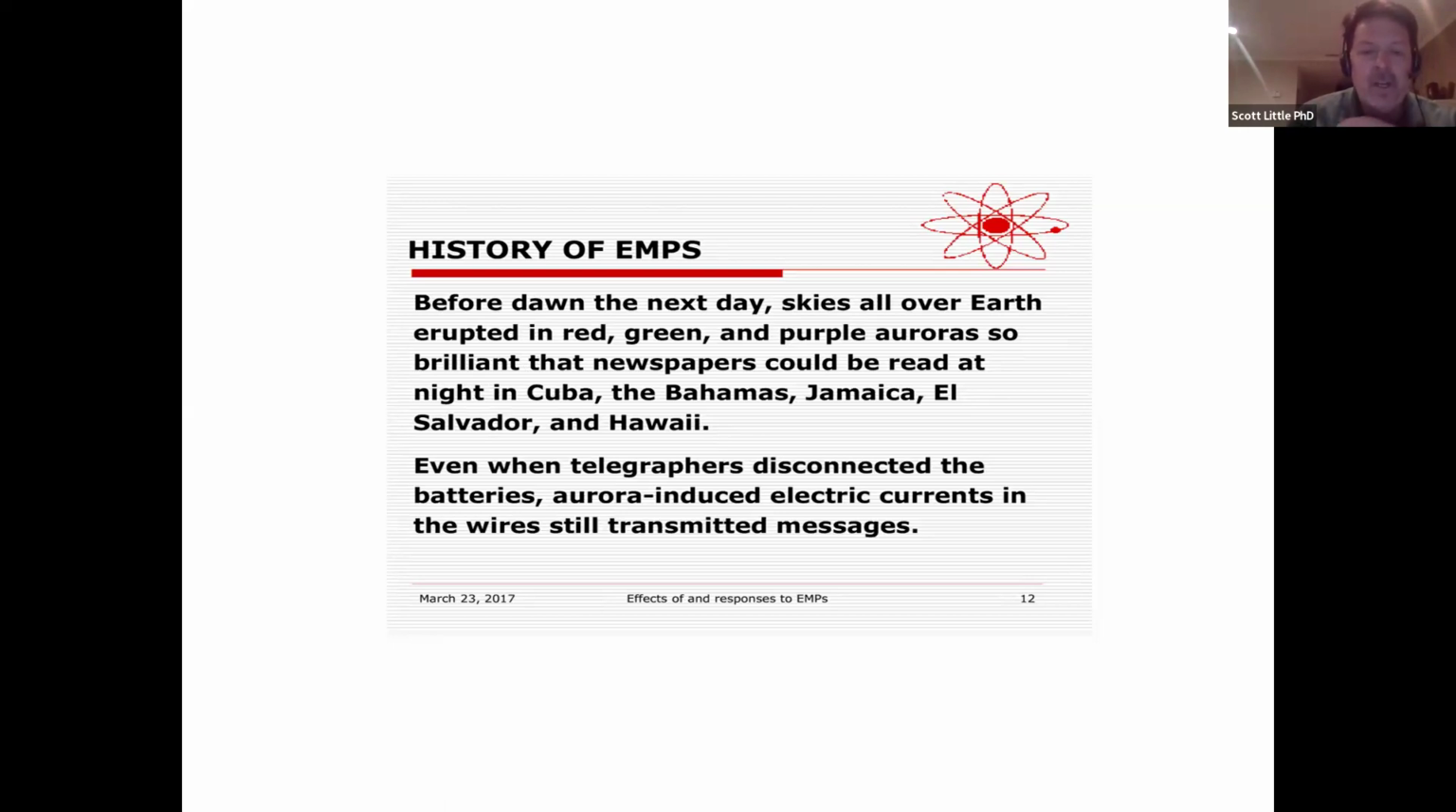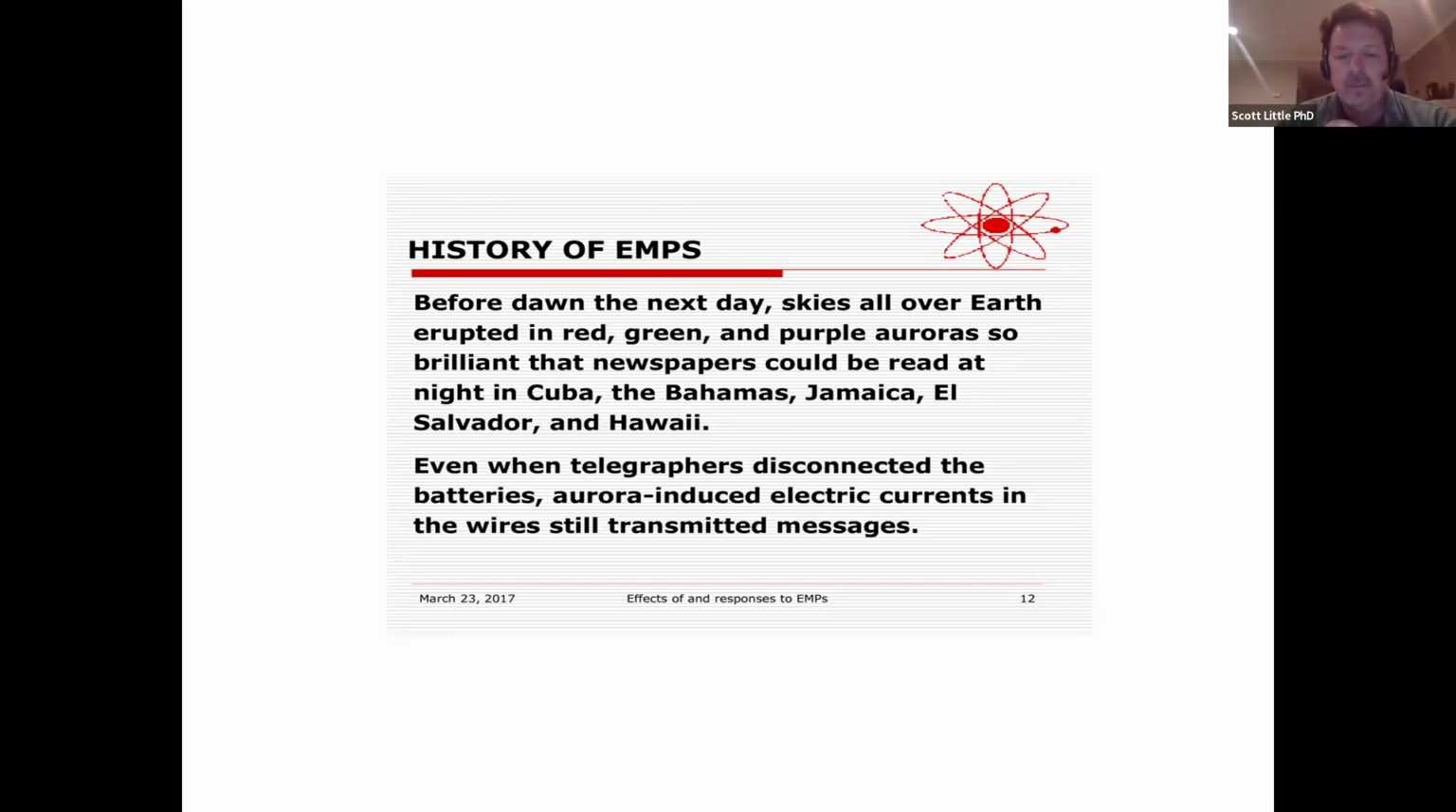So if you're having that strong of an effect on the magnetic field at the equator, it's going to be much stronger at the poles of the Earth. So you could only imagine what was happening there. And they said even when the telegraphers disconnected batteries, the aurora-induced electric currents still transmitted the messages.